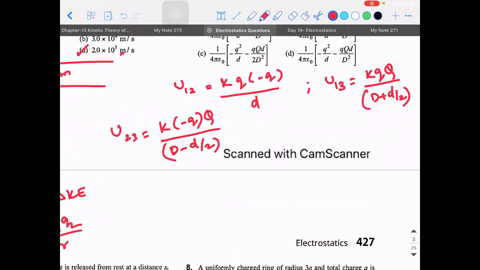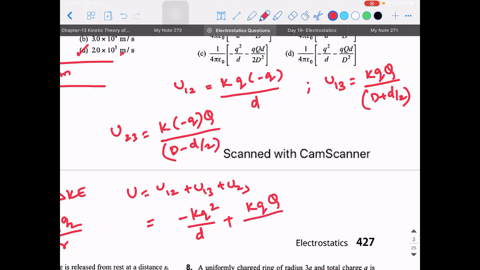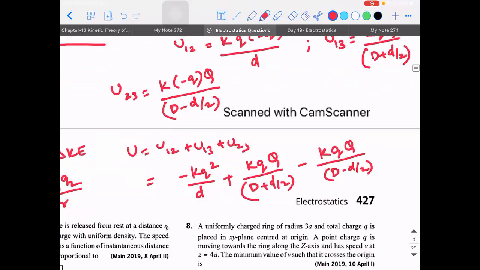So what is the total potential energy? It is U12 plus U13 plus U23: minus KQ square by d plus KQ into capital Q divided by d plus D by 2 plus, so find it out.